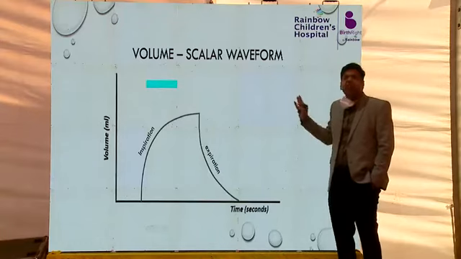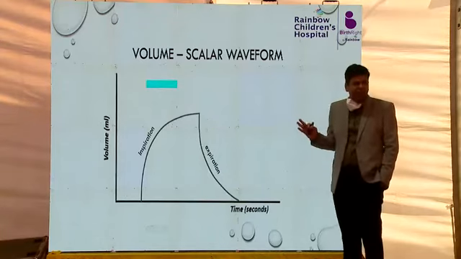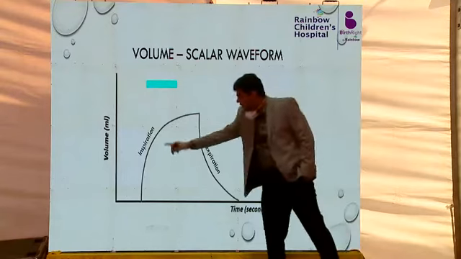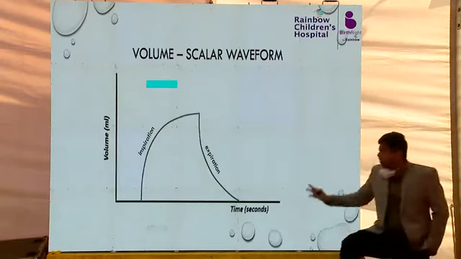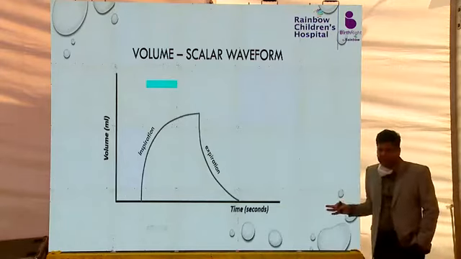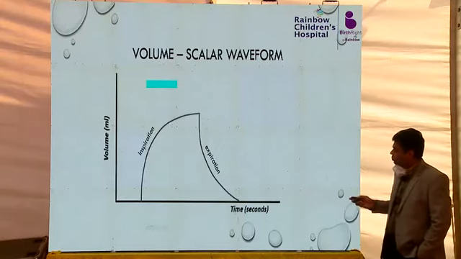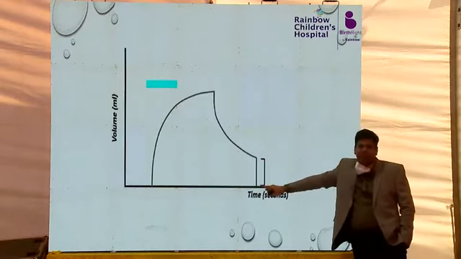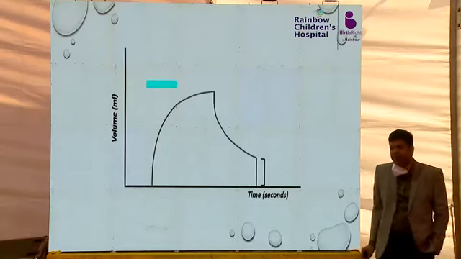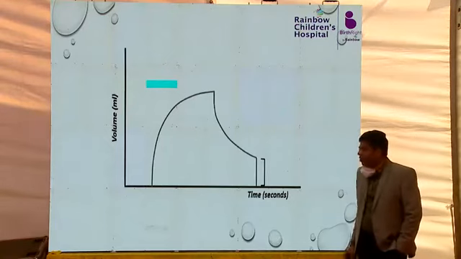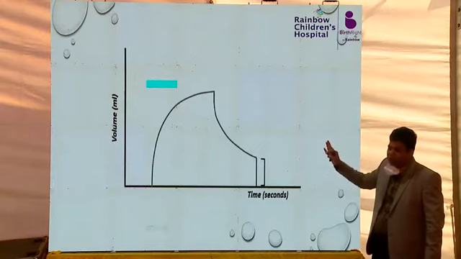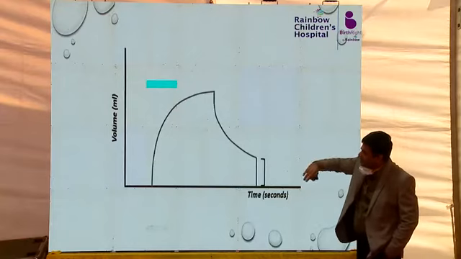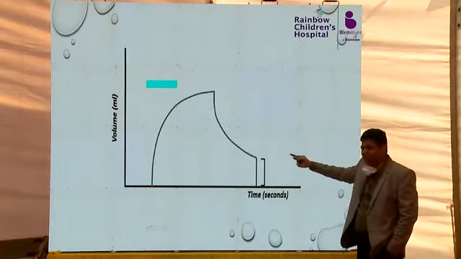The third waveform is the volume scalar waveform. On the y-axis is the volume, on the x-axis is the time. In volume also there is an inspiration and then an expiration, right? So what is happening here? The inspiration is complete, but the expiration is not coming to the baseline. Anybody, what is happening here? No, it's not air trapping. Basically the inspiration is complete, but the expiration is not there. This is a leak happening.